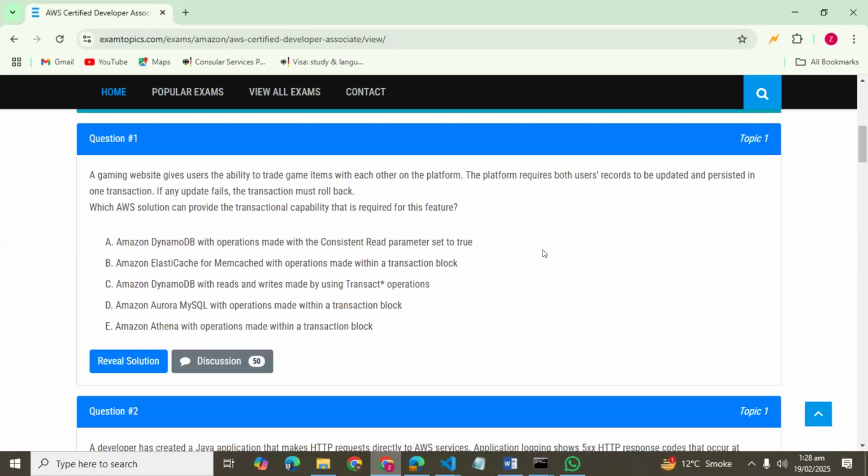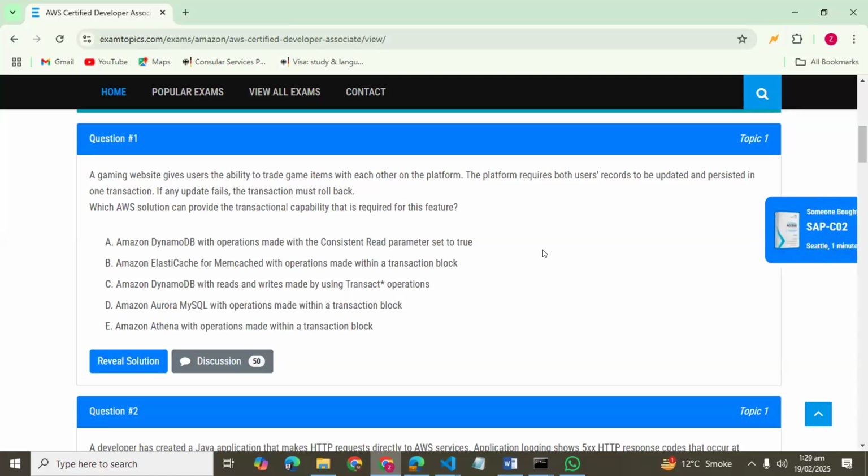So currently he says if you have a gaming website and different users are trading on this platform, means trading the games, or maybe gaming items, and if one of the transactions failed, then your system must be capable of doing a rollback. Now he's asking which AWS service provides this type of capability, means can our transactions automatically roll back if one of the transactions failed?